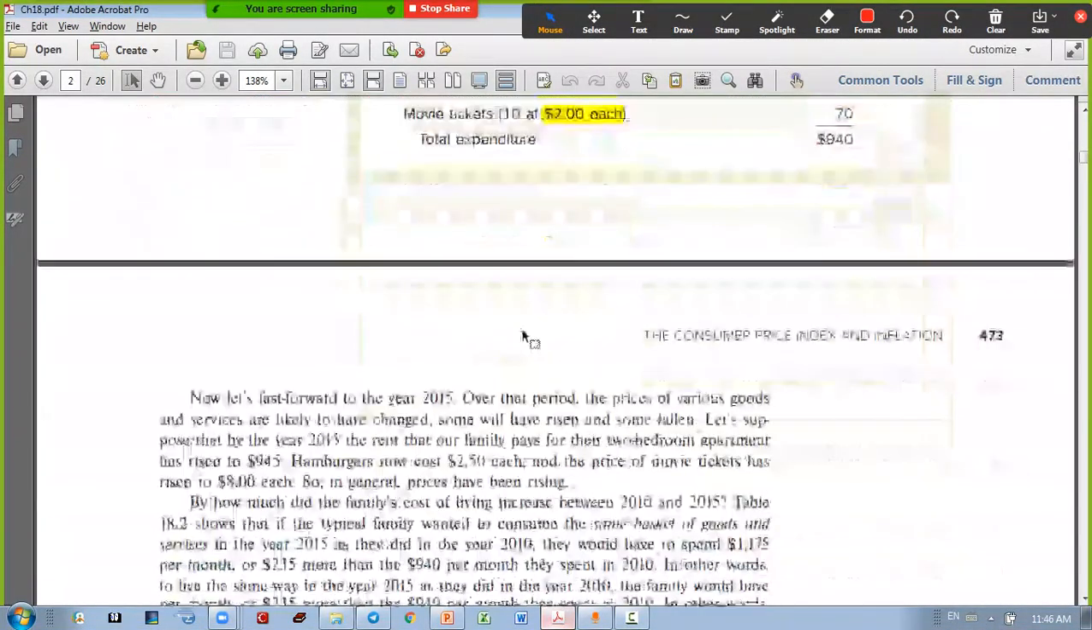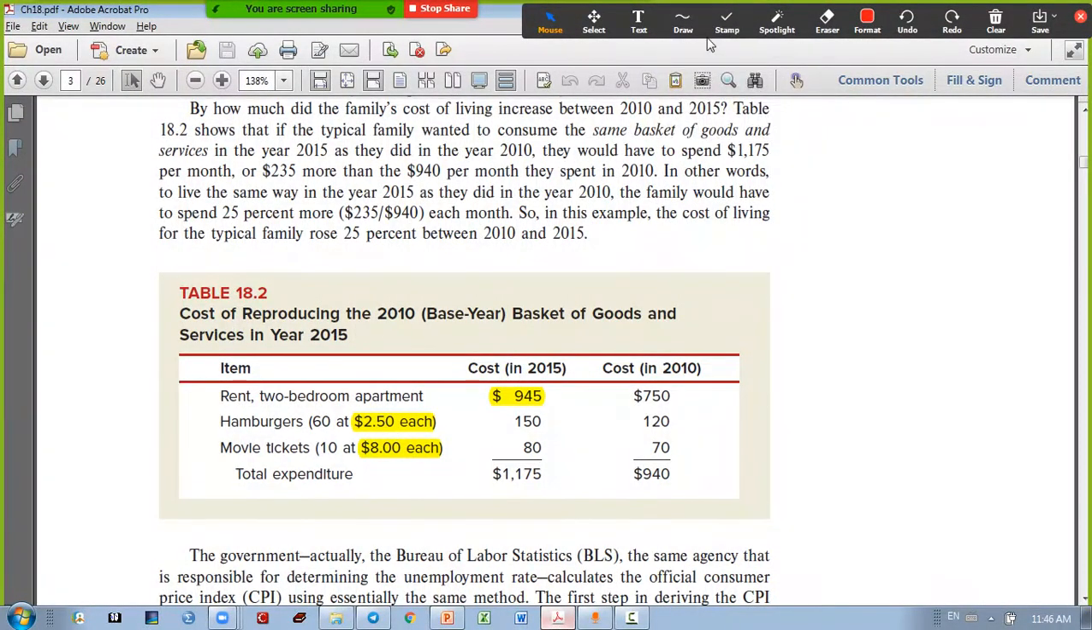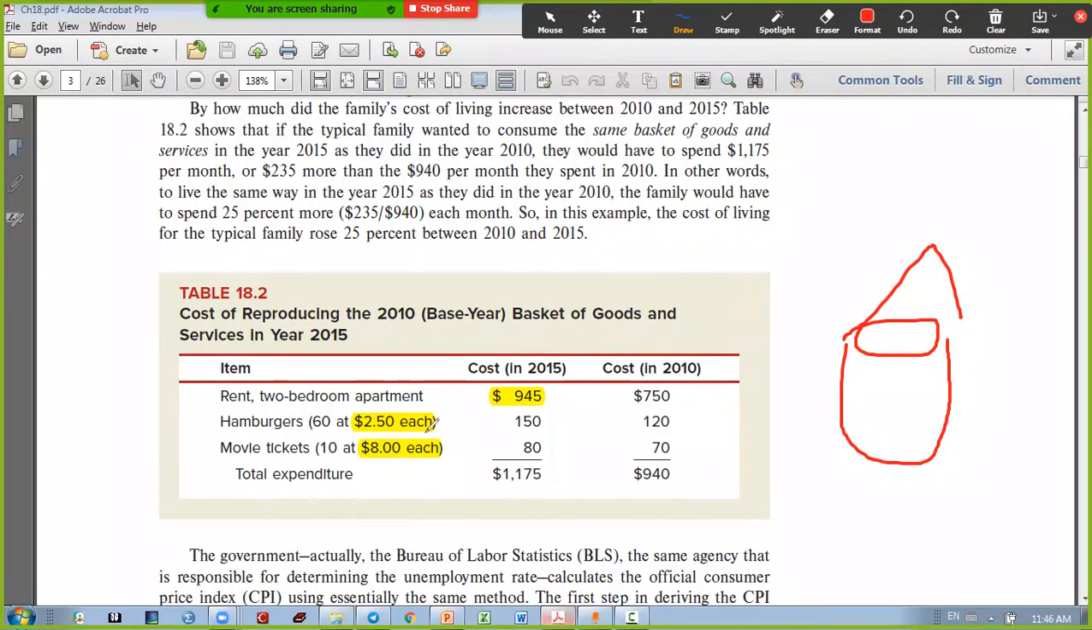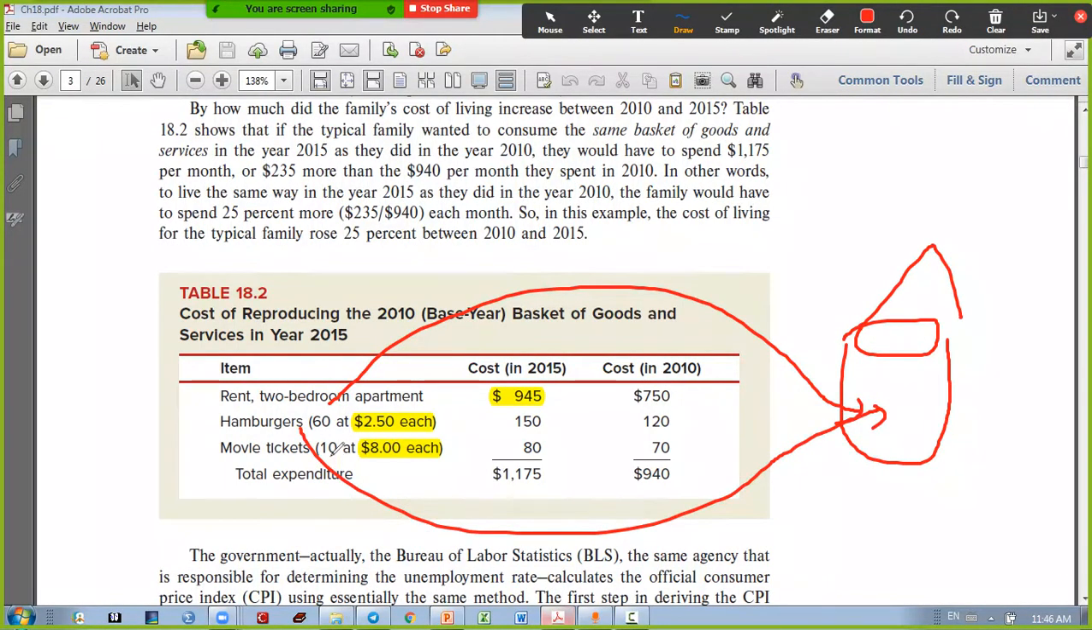Table 18.2 is about 2015. They buy the same goods, because their basket is still one apartment, 60 burgers, and 10 movies. The standard is that the basket does not change. But in our example here, in 2015, we change it.